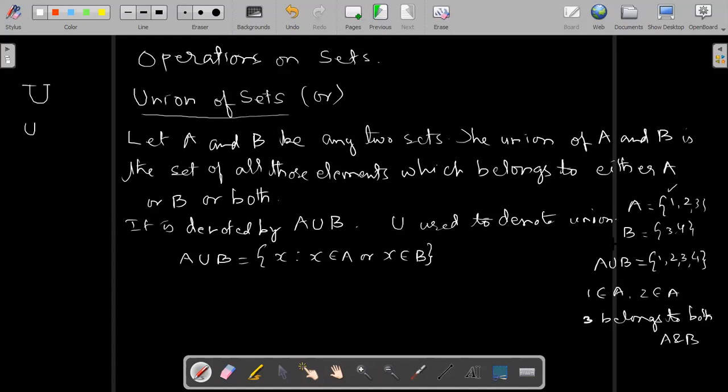Sometimes, okay, this is the union. The question will be very simple. I'll take one very easy question. Find the union of.